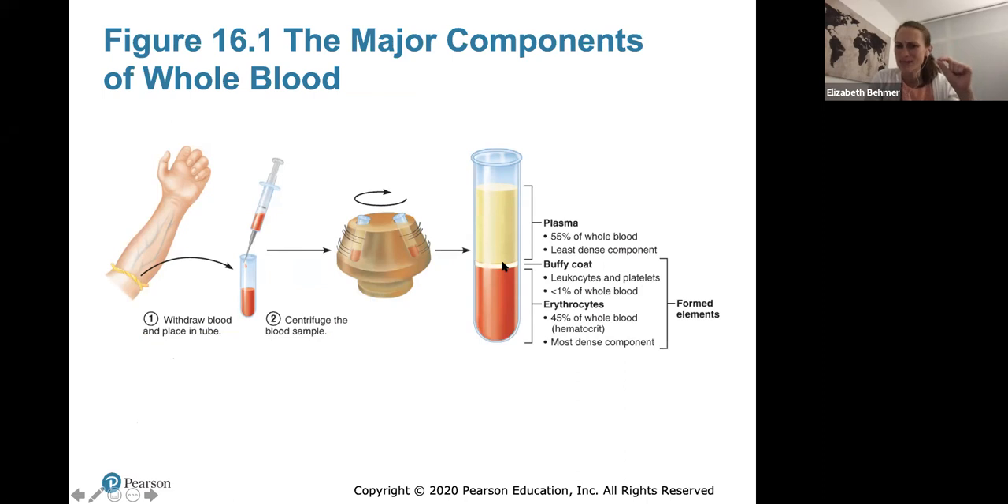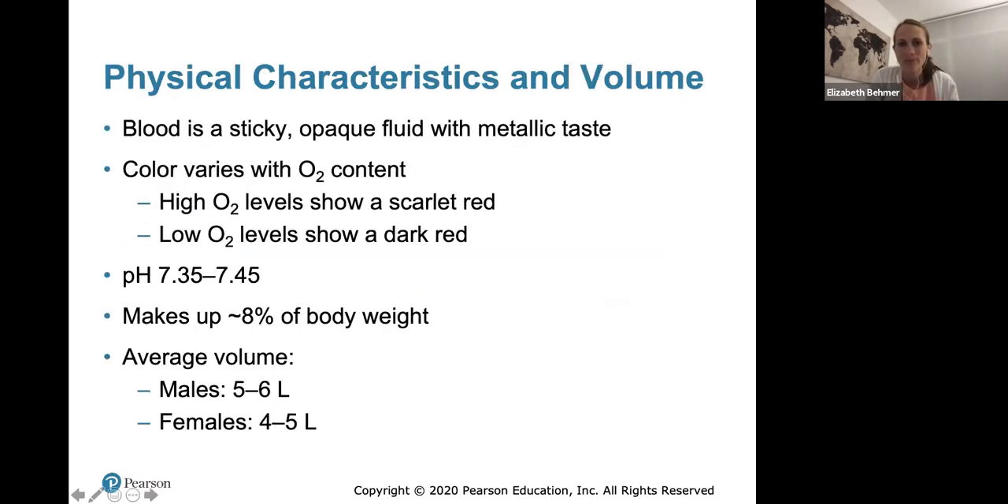So if you have a really large buffy coat, when you look at someone's blood sample, that person probably has an increased number of leukocytes or platelets. And if it's an increased number of leukocytes, that probably means that that person is fighting off a bacterial infection. And then the plasma is the non-living component of blood. It's mostly water. So it's least dense, and that'll always float to the top.